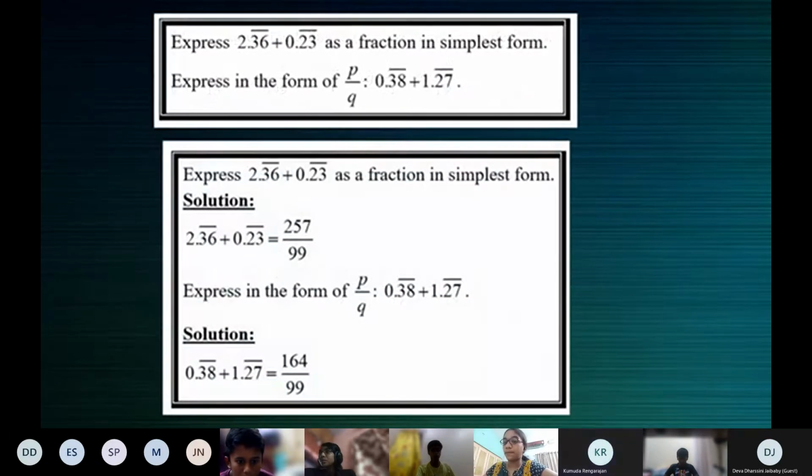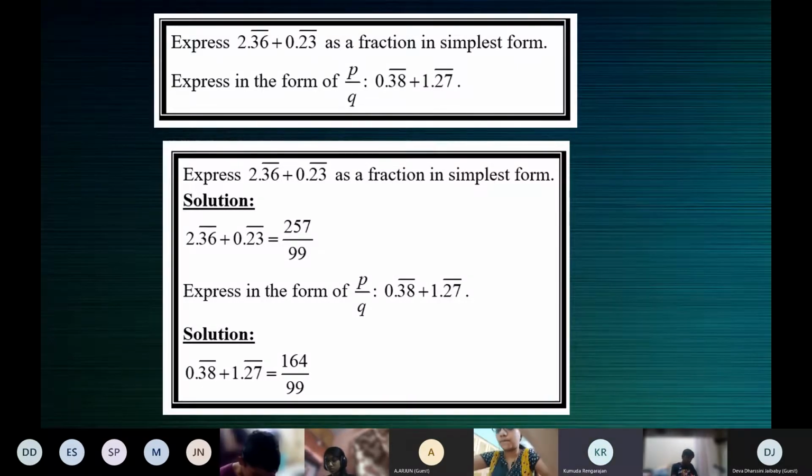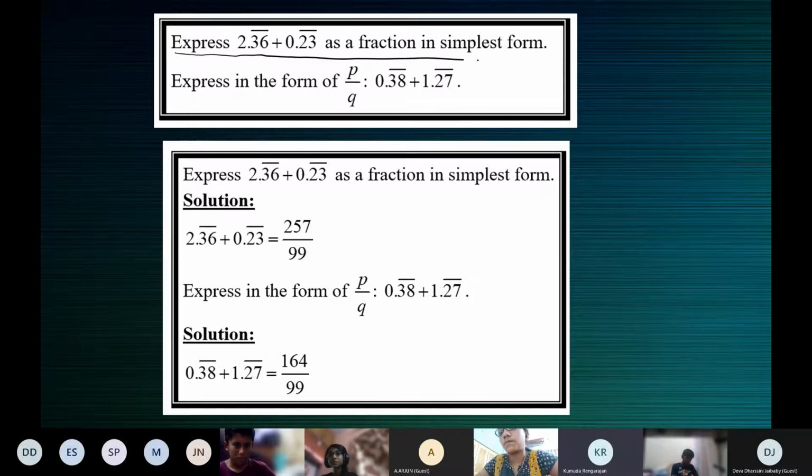Sometimes questions will be like this. Take down this question. There are two questions on top, children. This is homework. I'll just tell you how to do it. Express 2.36 recurring plus 0.23 recurring as a fraction in the simplest form.